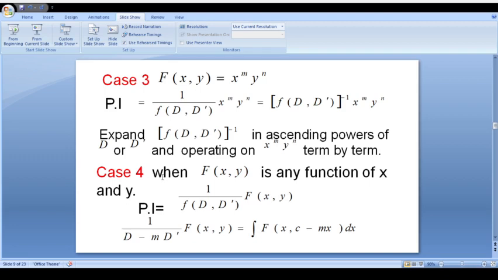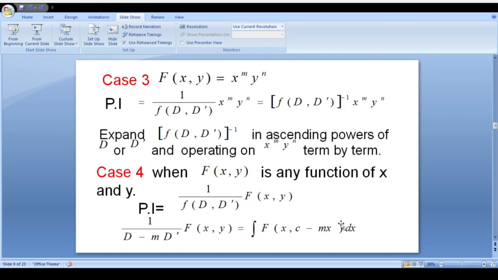Now case 4, when f(x, y) is any function of x or y. It may be an exponential function, a trigonometric function, a logarithmic function, or a tan function. In that case, the particular integral is given by 1 divided by (D minus m D') of f(x, y), which is the same as the integration of f(x, c minus mx) dx. You are going to understand this while solving the problems.